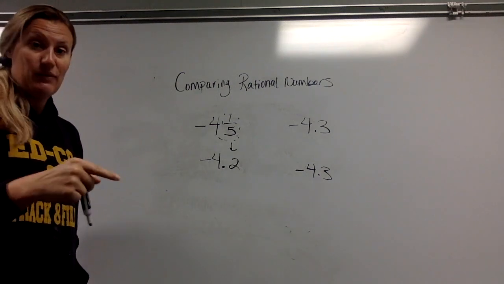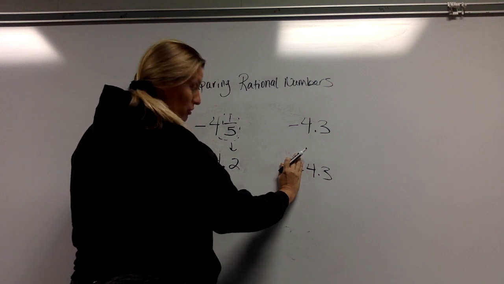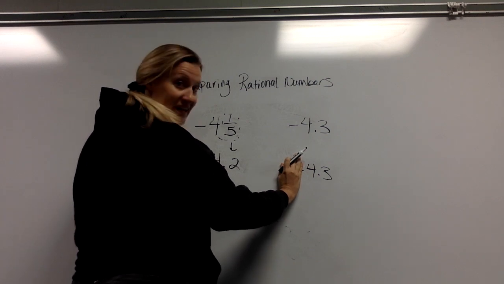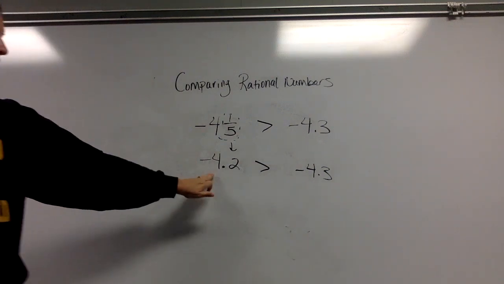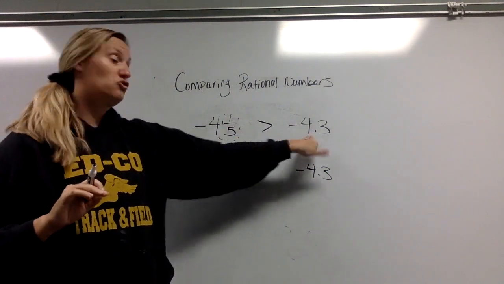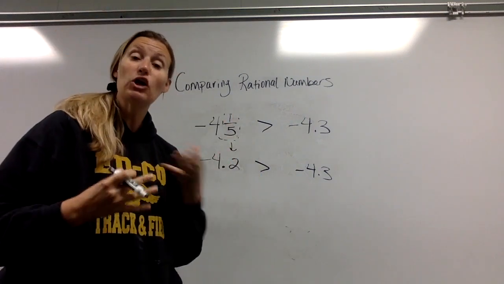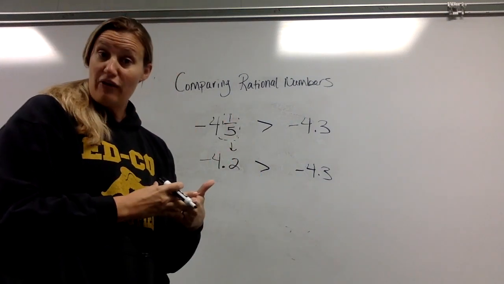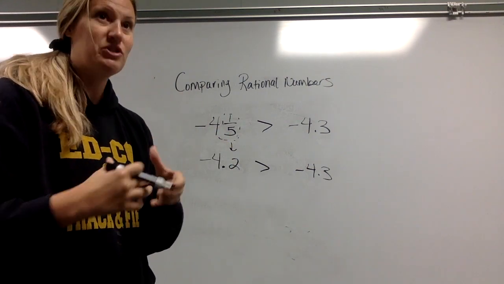So now we've got to think negatives. If they were both positive, which one's bigger? 4.3 is bigger, but with negatives, it's the exact opposite. So it goes the other way. Negative 4 1/5 is greater than negative 4.3. So that's how you would compare numbers. You can either make them both fractions with common denominators or change them to decimals, which is just a little bit easier.